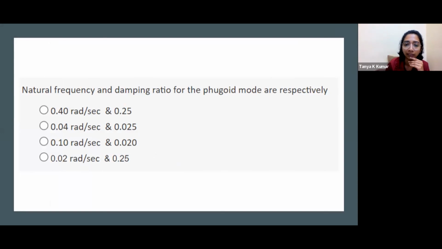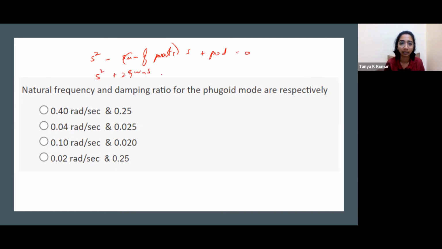Now, how do you find out the natural frequency and damping ratio for a phugoid mode? So you have the two roots. How do you find the characteristic equation given the roots? It's S square minus sum of roots into S plus product of roots equal to 0. So this will give you S square plus 2 eta omega n S plus omega n square equal to 0. Compare the terms and you will be able to find out natural frequency and damping ratio.